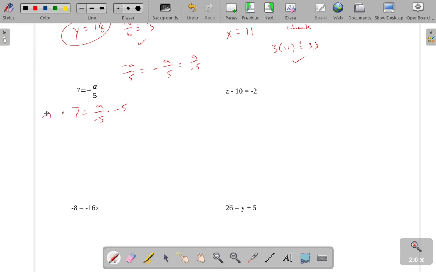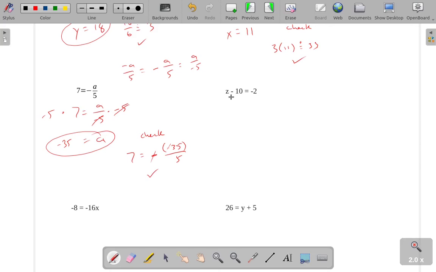But I can't just do it to the one side of the equation, I have to do it to both. So I end up with a on the right-hand side of the equation, and -5 times 7, which is -35, on the left-hand side of the equation. And yeah, we could check this as well. 7 equals the opposite of -35 over 5. The two negatives cancel each other out. 35 divided by 5 is 7, so that's true. You can see that a equals -35 is the solution to this equation.